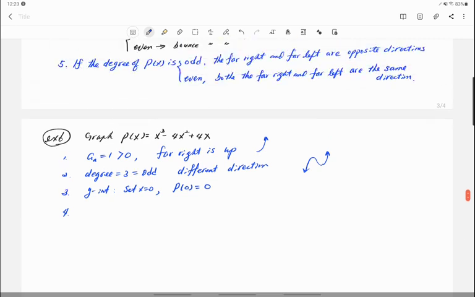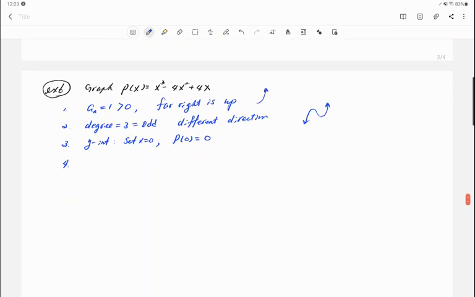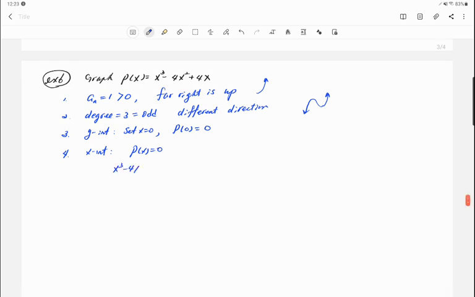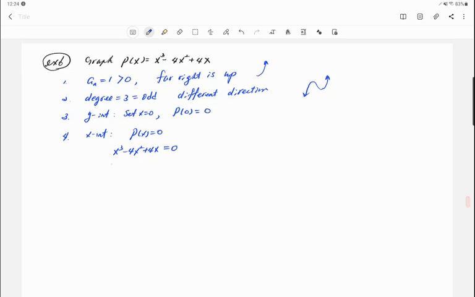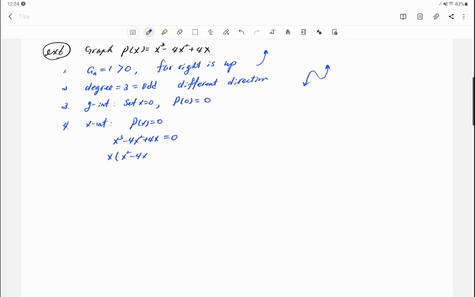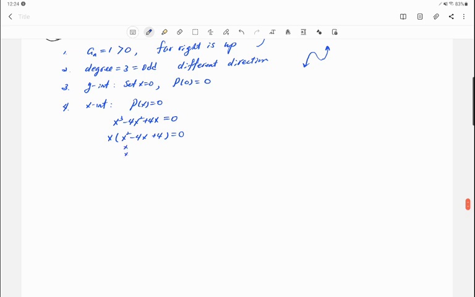Let's find the x-intercepts. I'm going to set p of x equal to 0, so x cubed minus 4x squared plus 4x. This is a tough one, so we need to factor this trinomial. There is a common factor x. Factor out x, then x squared minus 4x plus 4 equals 0. This trinomial we can factor: x times x, 2 times 2, both negative, so the cross-multiplied sum is negative 4x, and we get the second term.